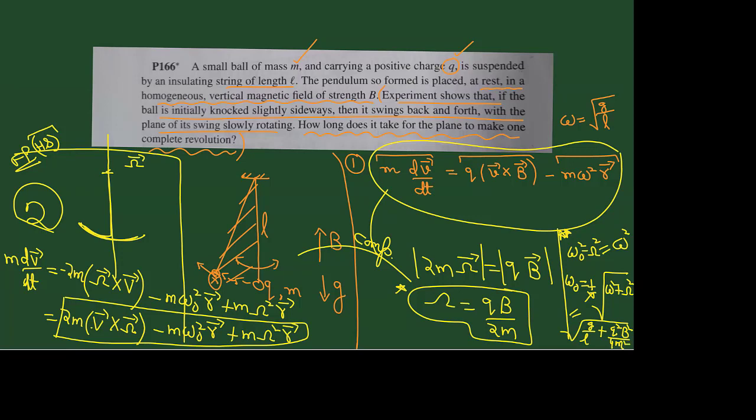The examiner can definitely ask this value of omega naught also in the problem. Other than that, his question was simply, how long does it take for the plane to make one complete revolution? Now, because you are rotating with capital omega, the time that it will take for a complete revolution should be 2 pi by capital omega. And we have calculated capital omega. So it is 2 pi by qB by twice of m. So it comes out as 4 pi m upon qB. As far as the answer to the question is concerned, that will come out as 4 pi small m by q into B.